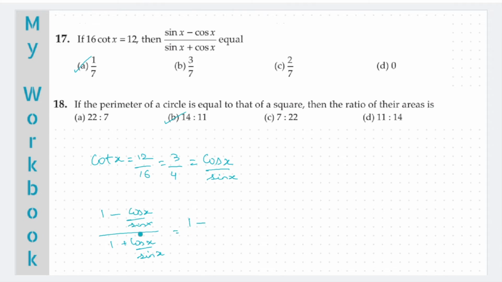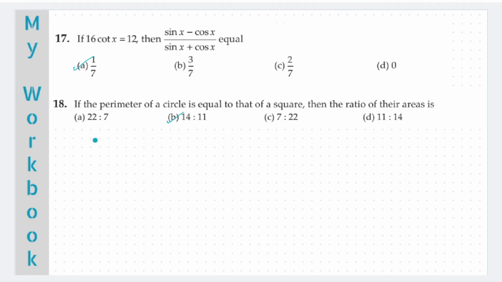So this is nothing but 1 minus cot x divided by 1 plus cot x. Cot x value, we just derived it as 3 by 4. So it is 1 minus 3 by 4 divided by 1 plus 3 by 4. If we solve this, we'll have 1 by 4 in the numerator and 7 by 4 in the denominator, which will be simplified as 1 by 7. Hence, the correct answer is option A.